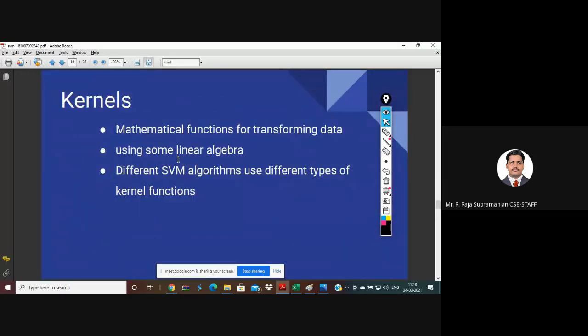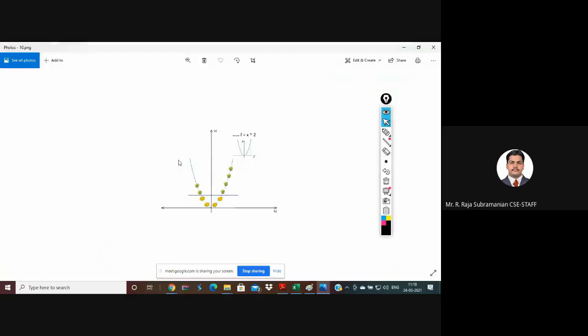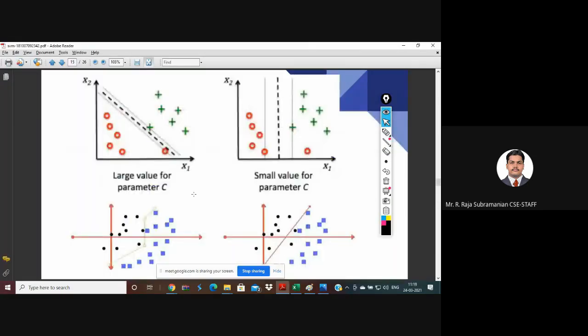So what is that kernel? It is transforming the data. That kind of image is not available here, I only have this. If it increases towards some higher dimension, that will make the data separable, right? So far we have seen the margin as well as the kernel.